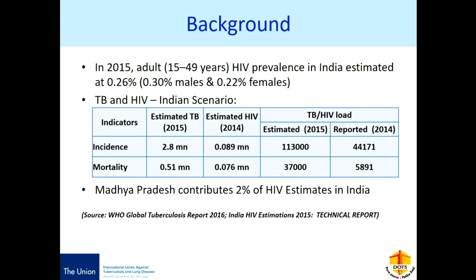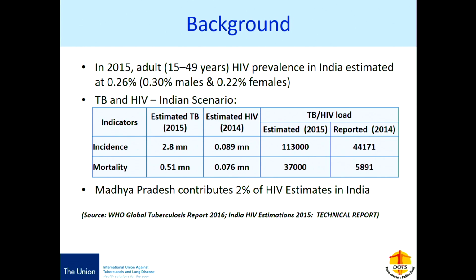Coming to the background of why we took up this particular case study and analysis, in India in 2015, the HIV prevalence was estimated as 0.26%. And if we see the TB burden in India, the incidence is estimated to be 2.8 million for 2015 as per the WHO Global TB Report 2016. And the TB-HIV load is estimated to be 113,000 for 2015, and reported figures are available for 2014, that is approximately 44,000.